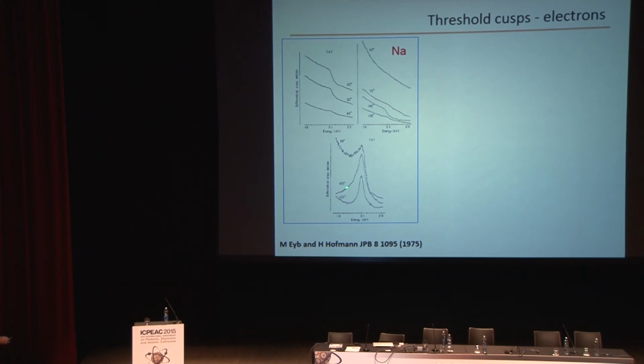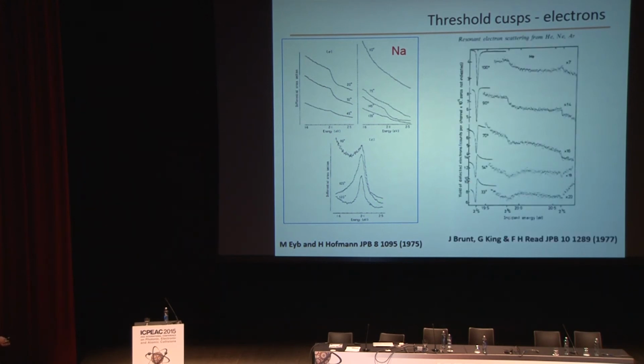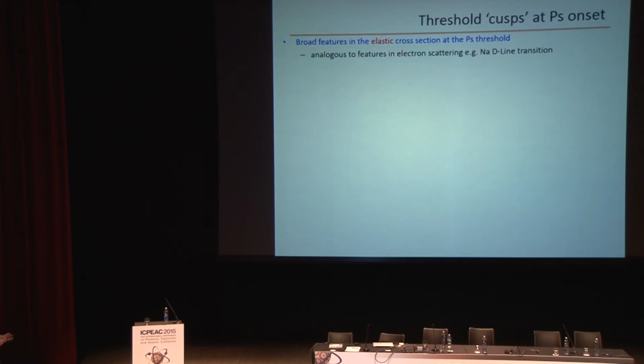So these are Wigner cusps that occur in electron scattering. Also from the Manchester group in the mid-70s, they saw similar cusp-like behaviour in the elastic scattering channel at the onset of the 2 triplet S and 2 singlet S levels in helium. And we didn't think much about this until we actually saw it in the experiment.